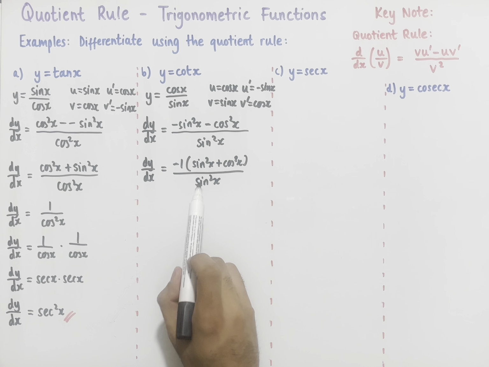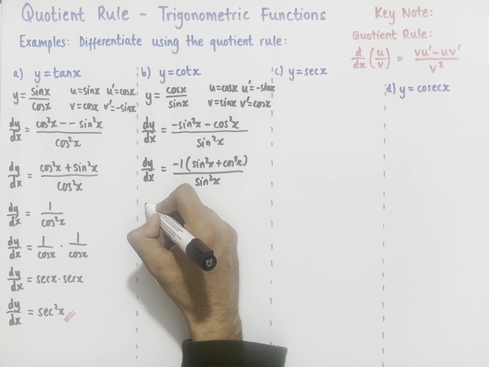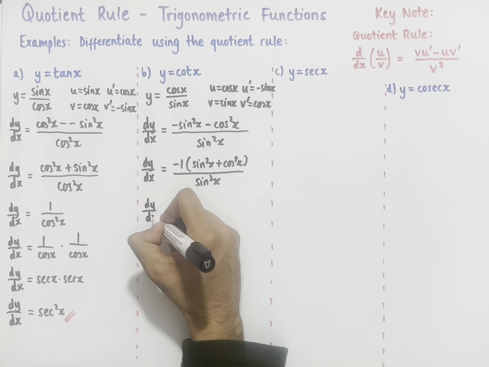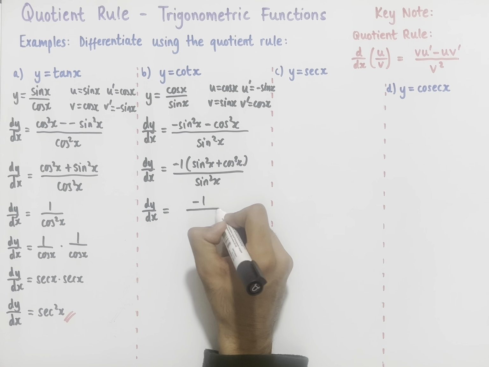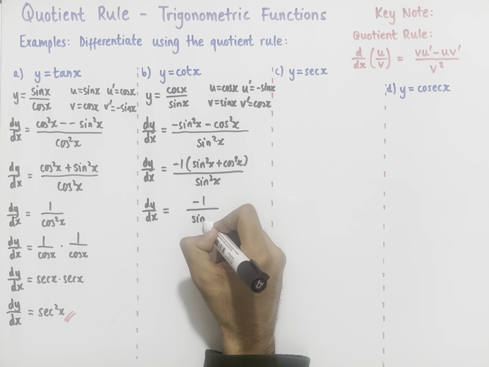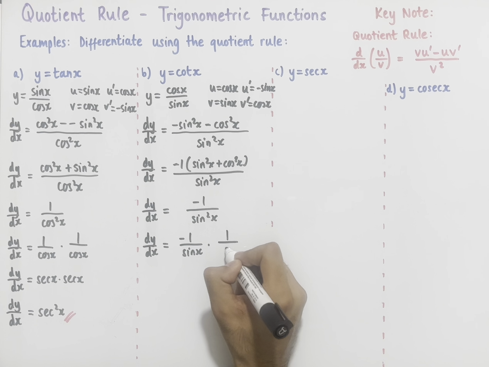And now using the trigonometric identity that sine squared x plus cos squared x equals 1, we can rewrite this as dy over dx equals minus 1 times 1, which is minus 1 over sine squared x. And now we can split this in the following way. So dy over dx equals minus 1 over sine x multiplied by 1 over sine x.